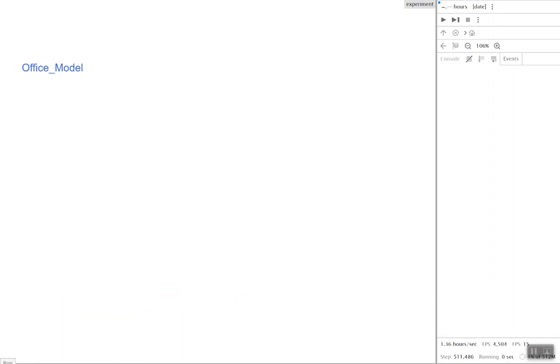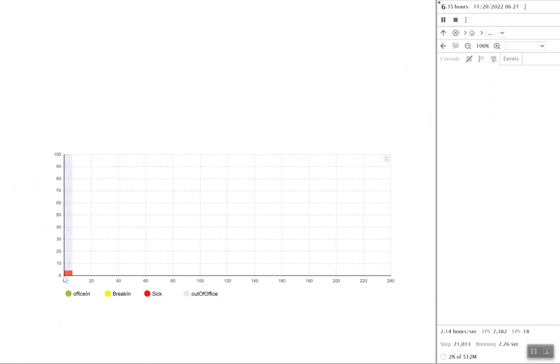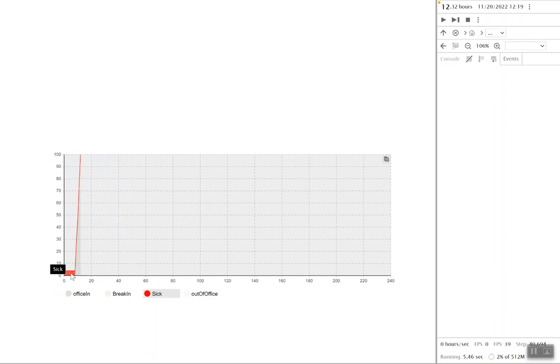So in this time stake chart, the x-axis shows the simulation time, while the y-axis shows the number of employees in each state. Again, the green is in office, yellow is taking a break, red is sick, and lavender is out of office. Initially, we started with this number of agents sick. Once we reached 8 a.m., we started to see the people arriving to the office. They will be arriving until 11 a.m.